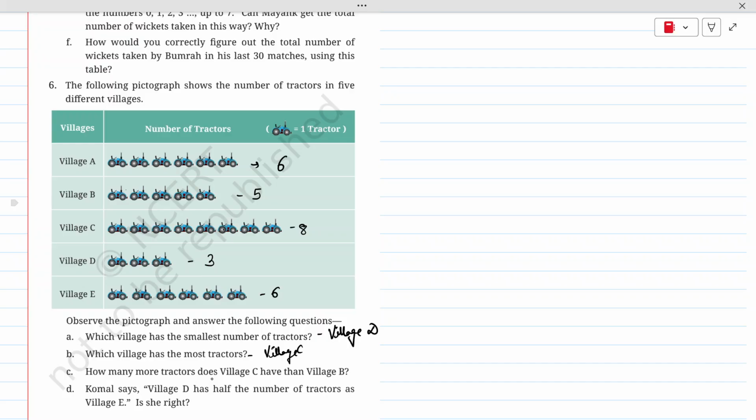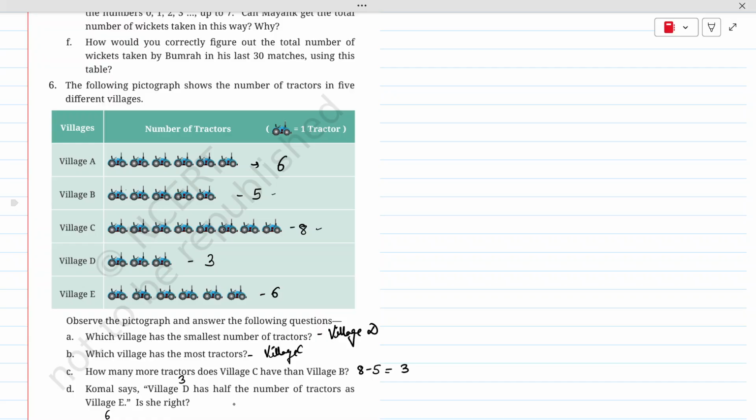How many more tractors does village C have than village B? So C we have 8, B we have 5. So we will find out 8 minus 5, that is 3. So village C has 3 more tractors than village B. Right? Simple subtraction. Next, Komal says village D has half the number of tractors as village E. So let us see how many tractors are there in village D and E first. Village D has 3 and village E has 6. And it says that village D has half the number of tractors as village E.